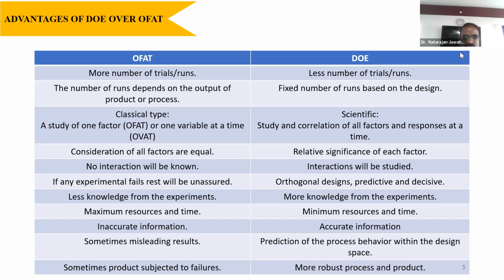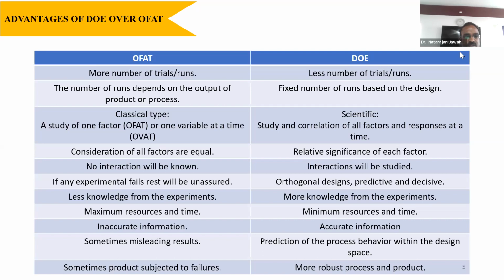If your output is very tedious, the number of runs is more in OFAT, but in DOE, there is a fixed number of runs based on the design. The design you choose will decide the runs. If you choose a factorial design, you will have some number of runs. If you choose a central composite design, you have some other number of runs. If you choose a Box-Behnken design, you have some other runs.